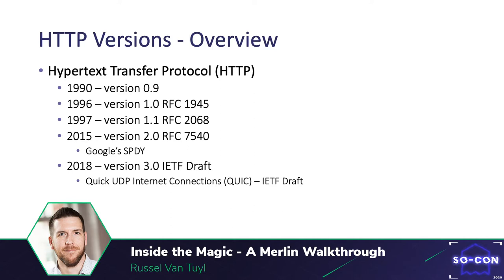To fix this, Google started testing a new protocol they were calling Speedy at the time. Google's preliminary protocol later became the basis for the official HTTP2 protocol found in RFC 7540 in 2015. Not too long after this, Google started working on another new protocol called QUIC for Quick UDP Internet Connection. This protocol is still an IETF draft and is not official yet.